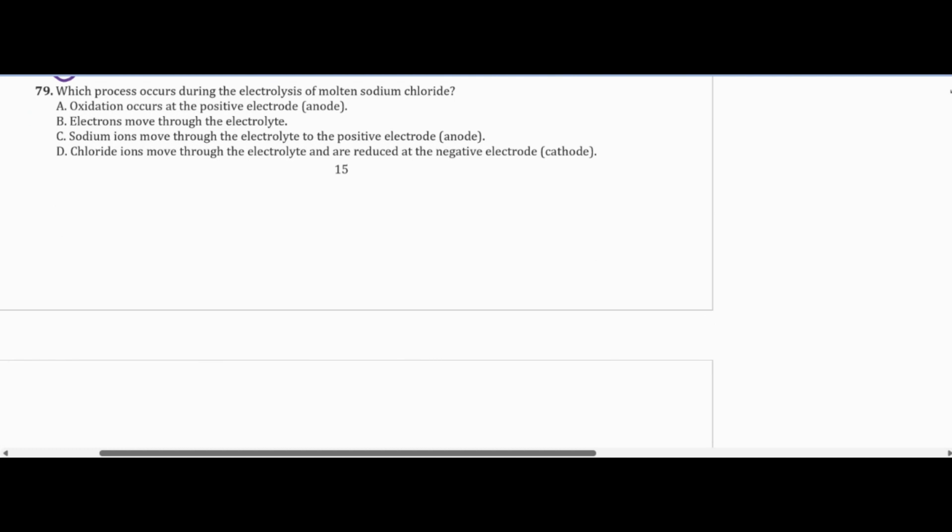79. Which process occurs during the electrolysis of molten sodium chloride? Oxidation occurs at the positive electrode, the anode. Yeah, that's our slogan for this topic. Oxidation occurs at the anode. Why are the others wrong? Electrons move through the electrolyte. Nope, they move through the external circuit. The sodium ions don't go to the anode because they're the positive ions. They will go to the cathode to be reduced to atoms. And the chloride ions won't go to the cathode. They will go to the anode to be oxidized to chlorine, the diatomic molecule, Cl2.